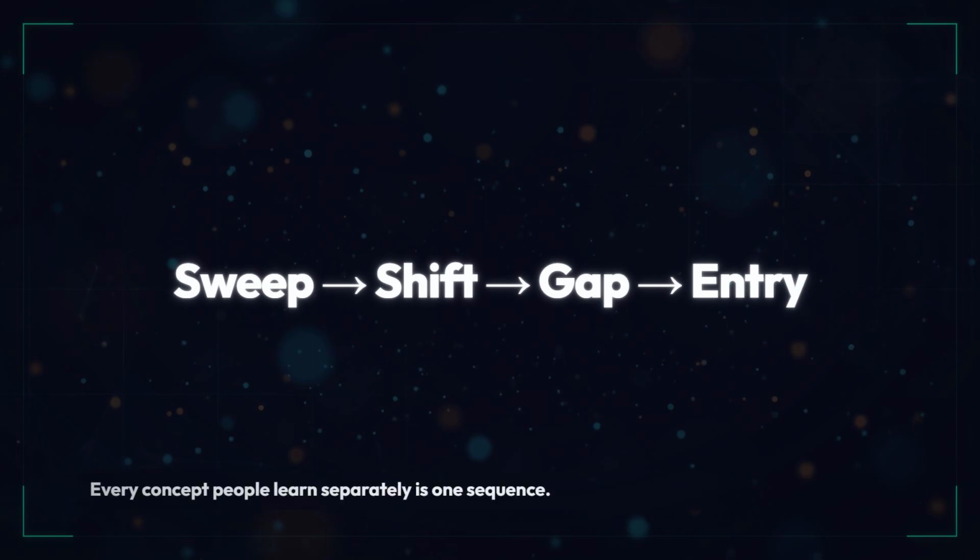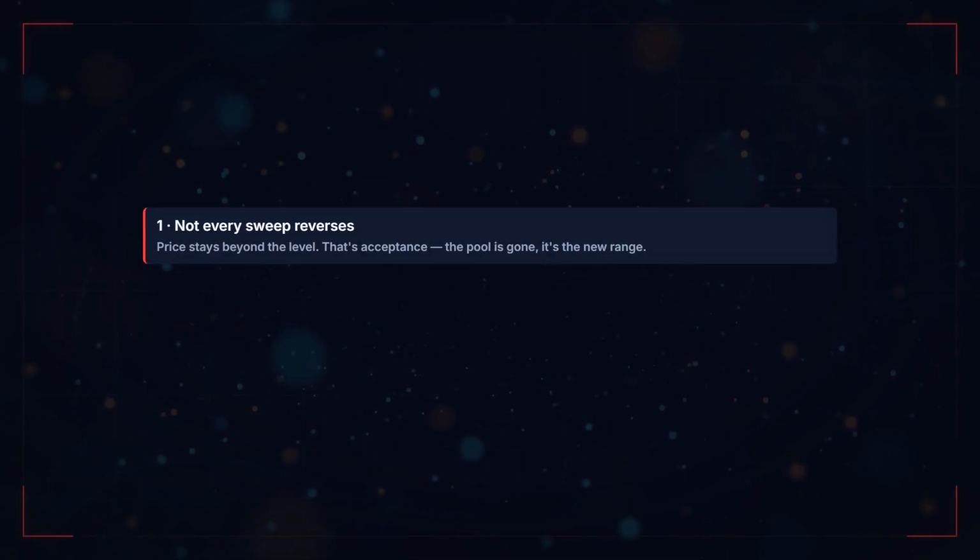Every concept people learn separately is actually one sequence, and liquidity is what starts it. One thing to do before your next session. Open your chart tonight and mark 4 lines. Yesterday's high, yesterday's low, any equal highs, any equal lows. Then tomorrow, do nothing but watch which one price goes to first. Next time, what price does in the space between 2 pools and why that's where entries actually live. Mark 4 lines. See you then.